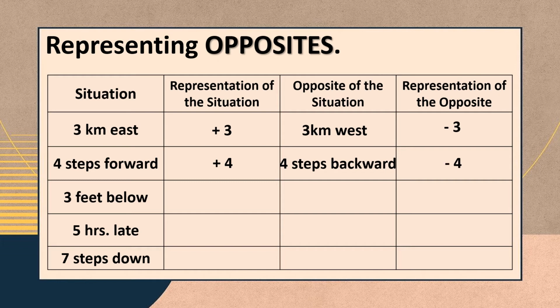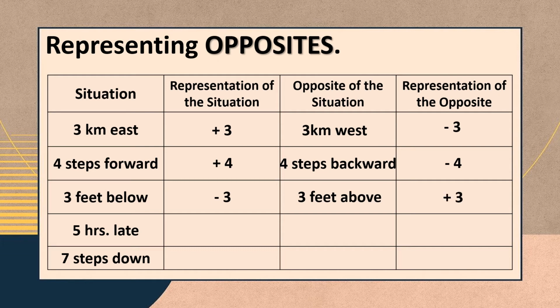Next, we have 3 feet below. From the situation, the word below means negative. The representation is negative 3. The opposite is above. So we have 3 feet above. Therefore, this is positive. So the representation is positive 3.